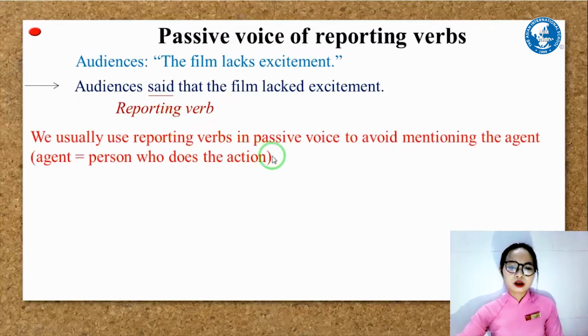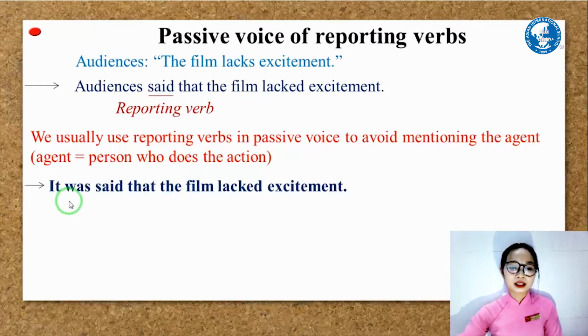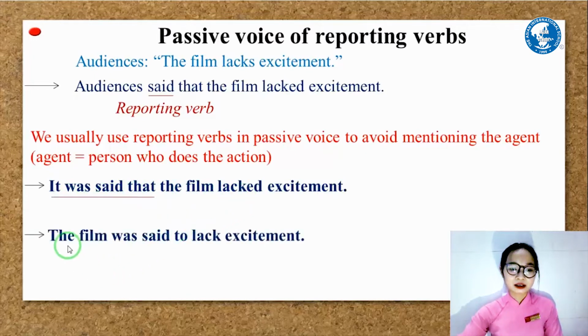However, if you want to avoid mentioning the agent, you can use reporting verbs in passive voice. The agent here is the person who does the action. And there are two special patterns of passive voice of reporting verbs. The first pattern is, it was said that the film lacked excitement. The second pattern is, the film was said to lack excitement.